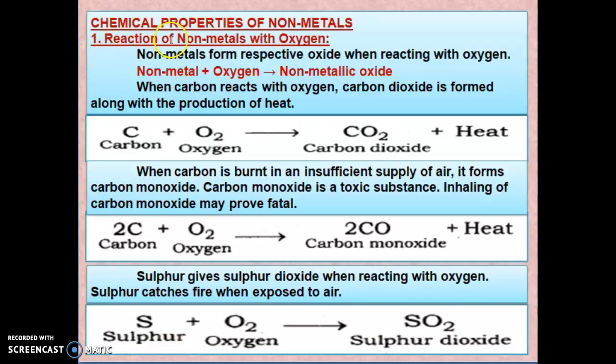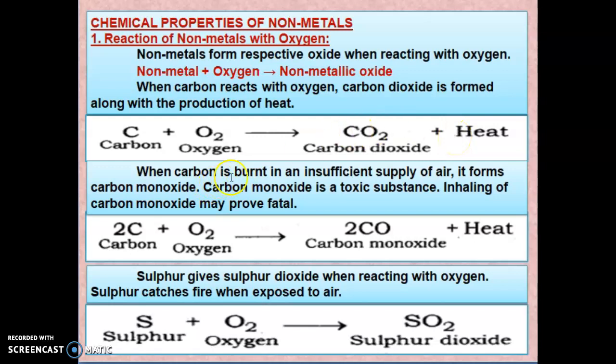Next we can see the chemical properties of non-metals. First we will see the reactions of non-metals with oxygen. Non-metals form respective oxides when reacting with oxygen. So non-metal plus oxygen gives non-metallic oxide. When carbon reacts with oxygen, carbon dioxide is formed along with the production of heat. So C plus O2 gives CO2, with heat liberated.